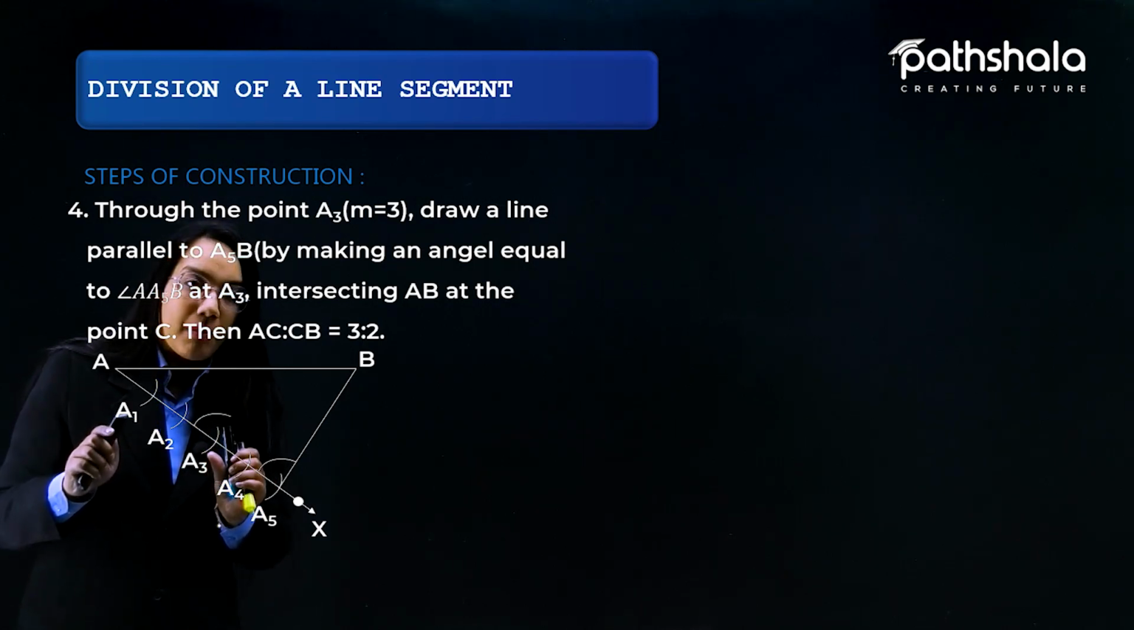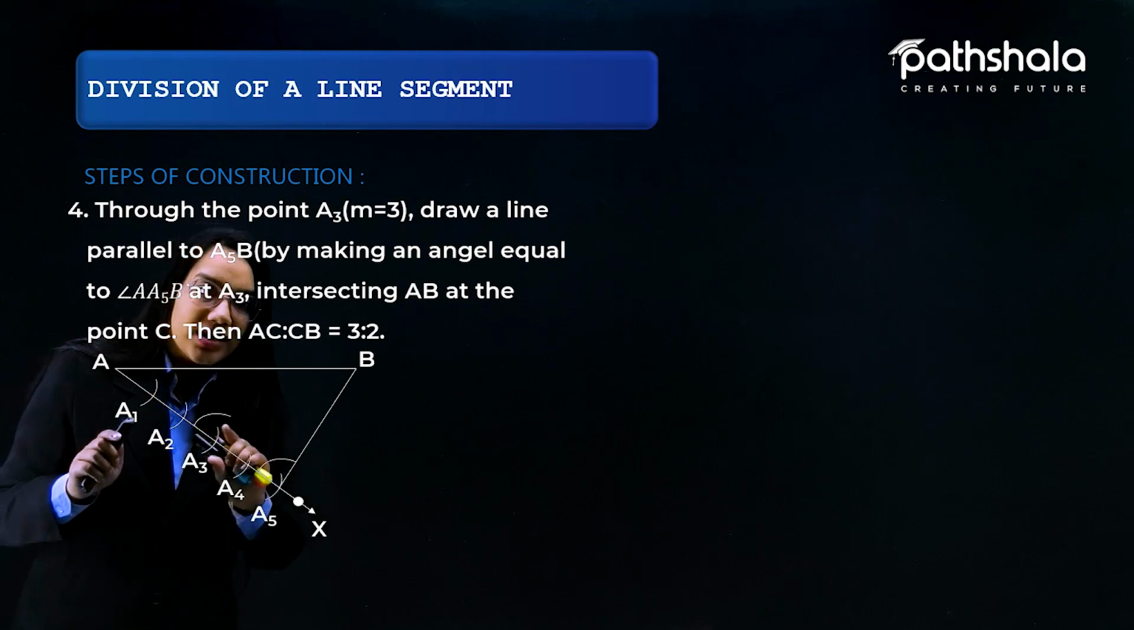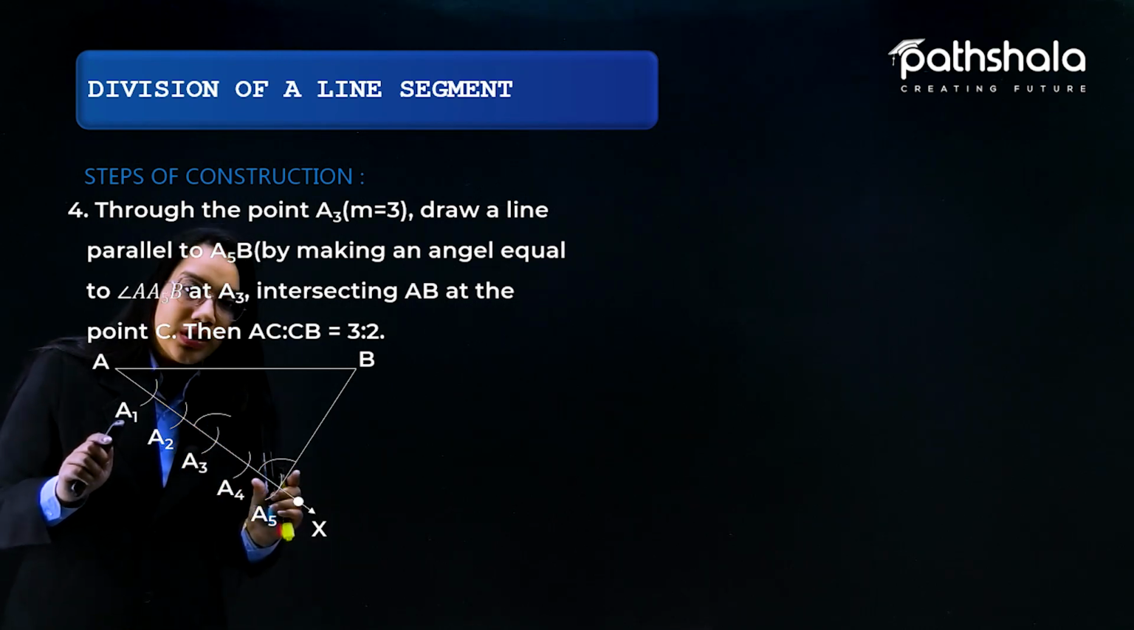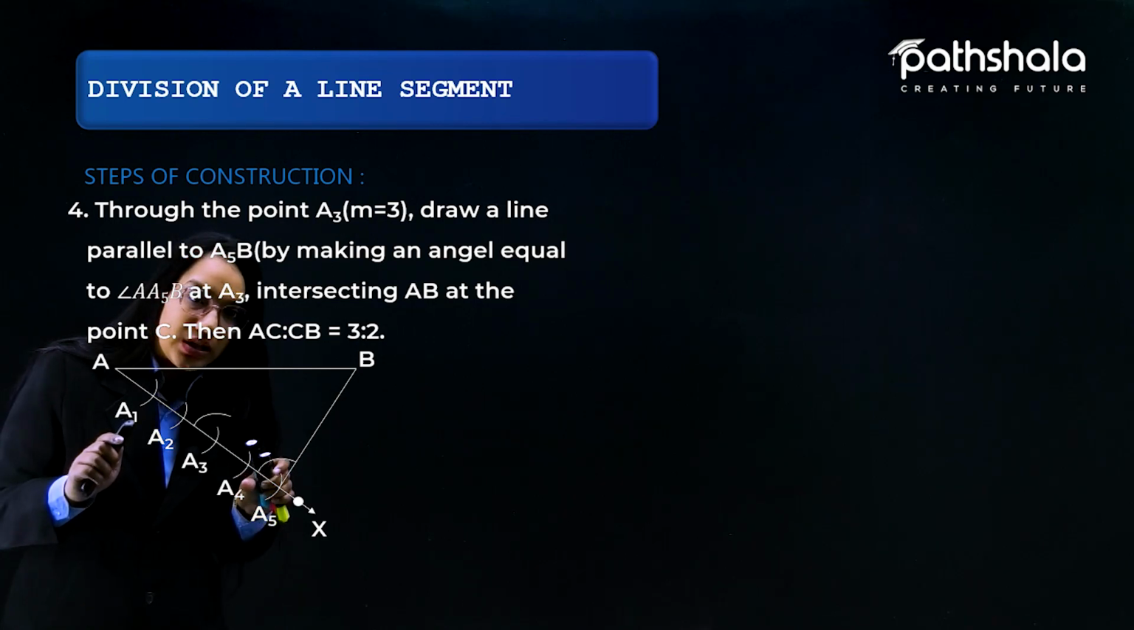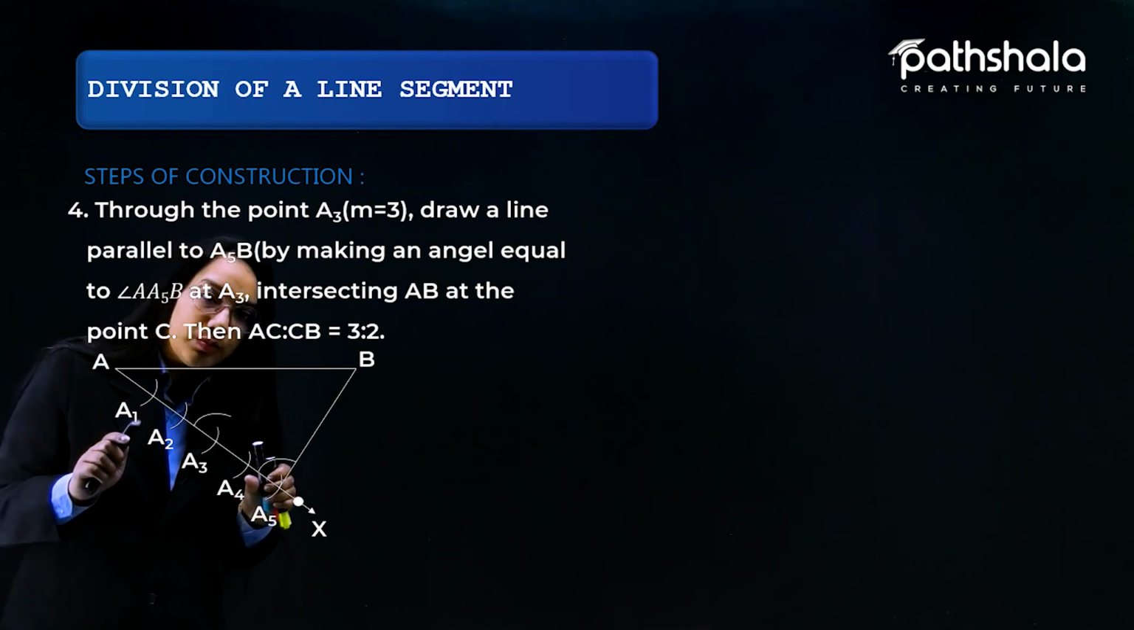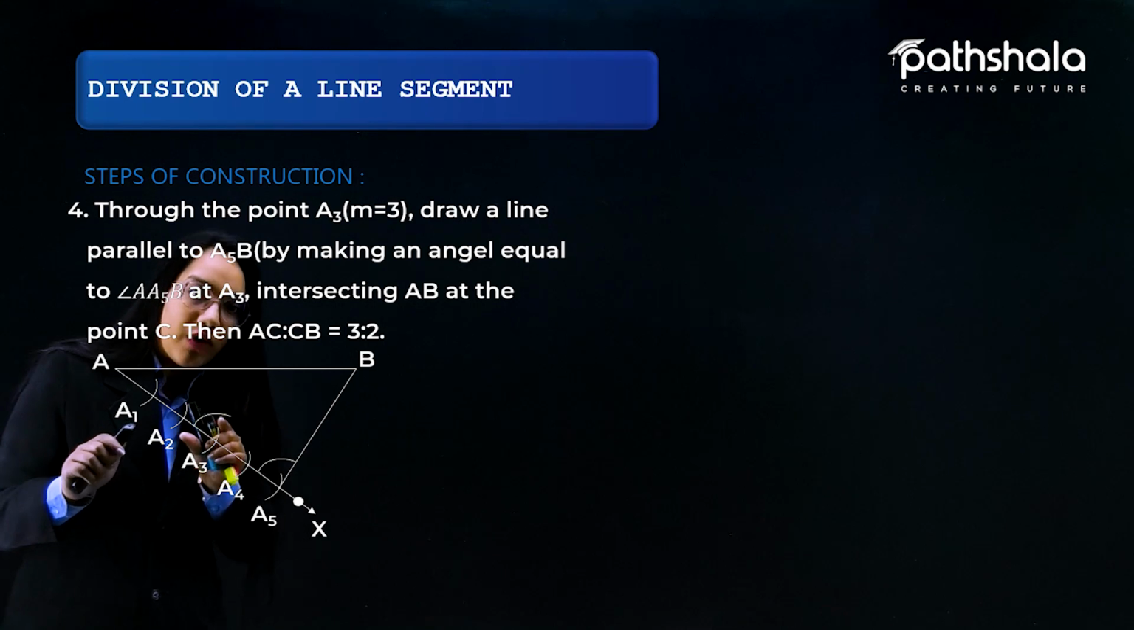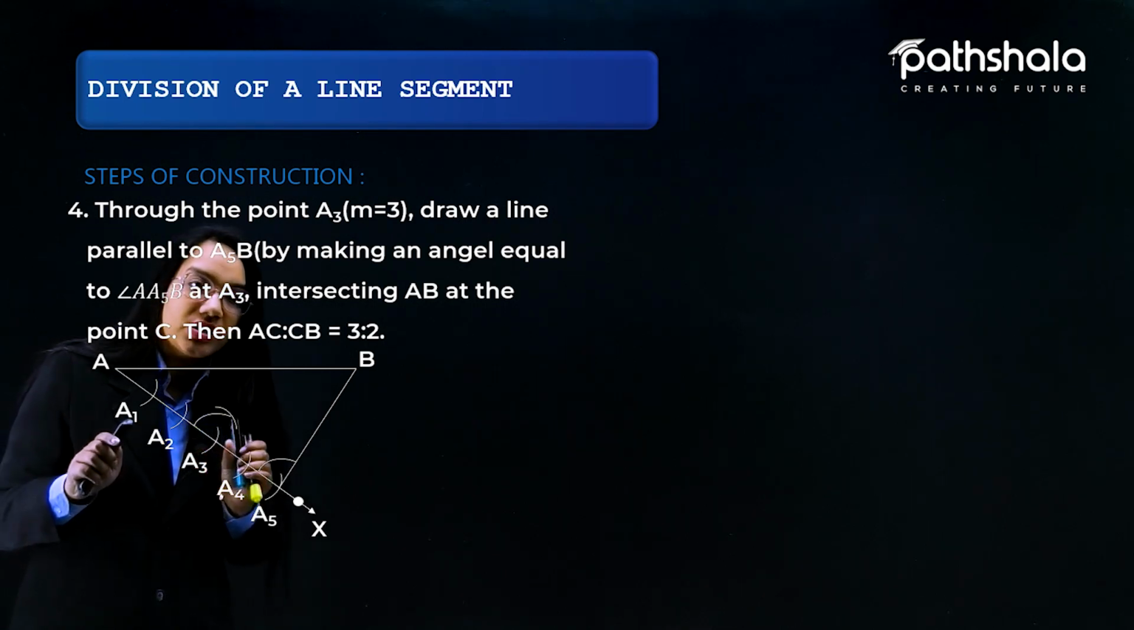So first of all, I am marking an arc over here, taking A3 as a center, and again using compass I am measuring this arc in just this manner. So I am taking this particular point as a center and I'm taking this distance, and using that distance I am marking an arc over here in such a manner.